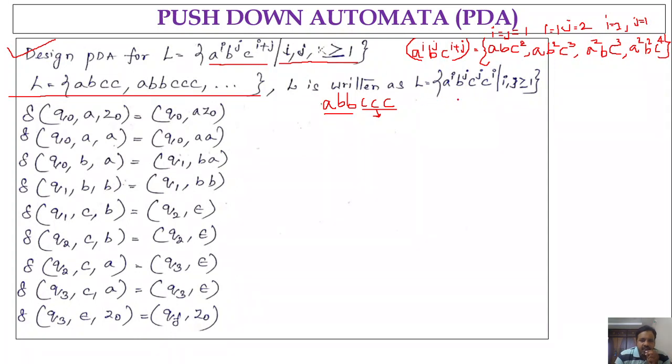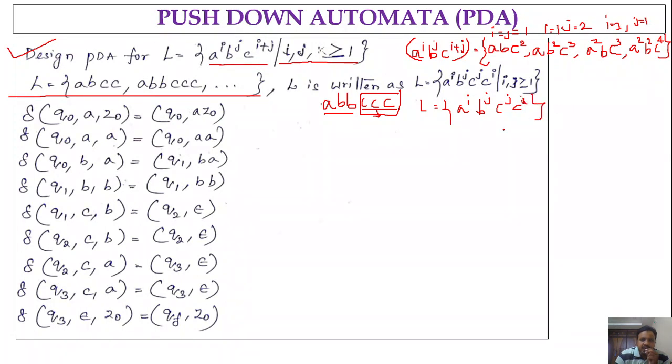Okay, so here how do we check that the sum of the number of A's and the number of B's is equal to the total number of C's? So how do we check this? For this, I am writing the equation in this form: L is equal to the set of a power i, b power j, then next I am writing it as c power j followed by c power i. Okay, so I'm writing this equation in this format, right?